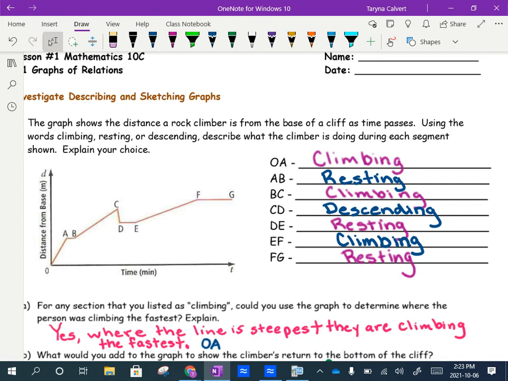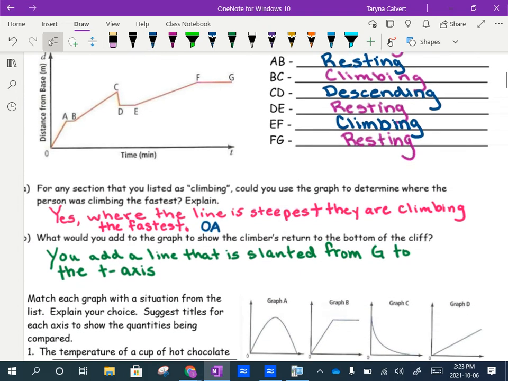Okay. Because again, please make sure that when you are looking at these relationships, you look at what the axes are labeled to make sure that you're using proper words, right? So this is time versus distance from base, right? So they're definitely climbing and descending, obviously, if it's coming back down and so forth, okay?